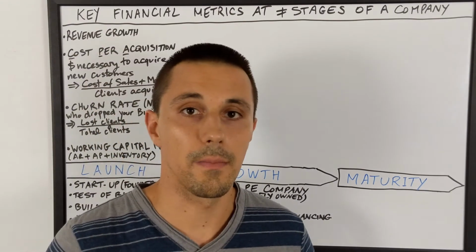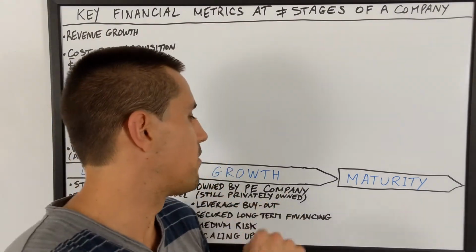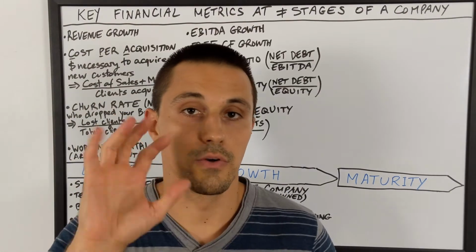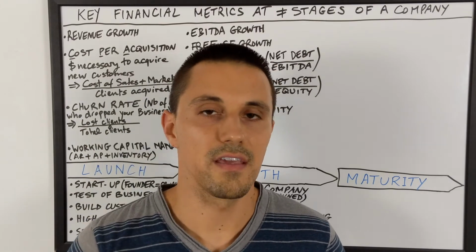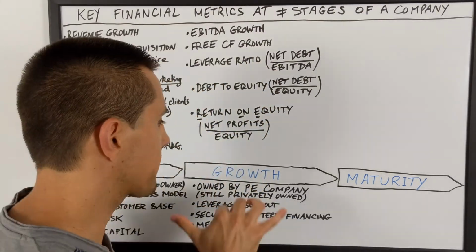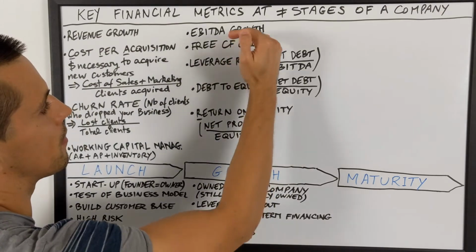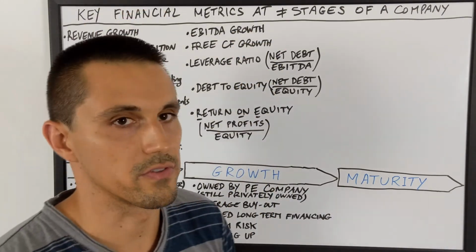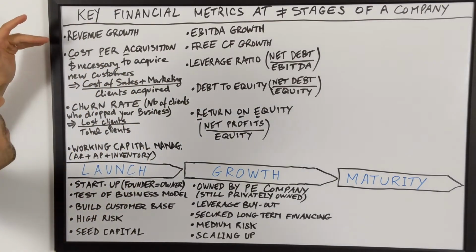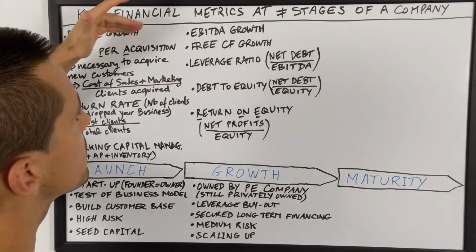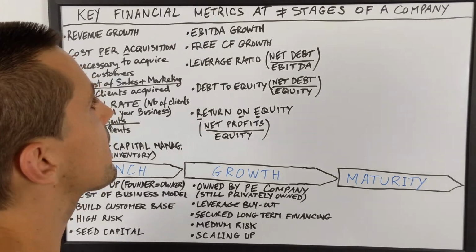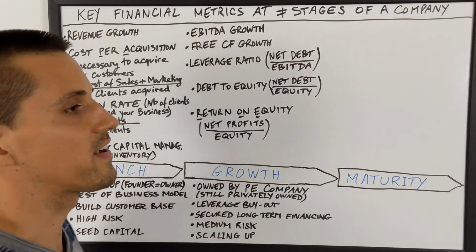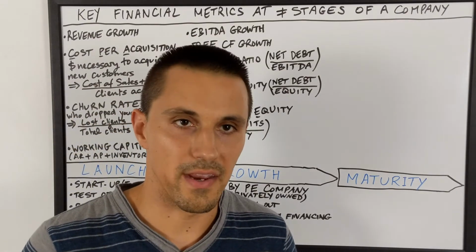So now let's talk about the key financials of the growing phase here. In my opinion, there are 5 key financial metrics you have to look at in this growing phase. 1, 2, 3, 4, 5. So let's start with the EBITDA growth. We moved a little bit away from the revenue growth and now are looking at the EBITDA growth, which is earnings before interest, taxes, depreciation and amortization, which is just a fancy term to say operating profits.